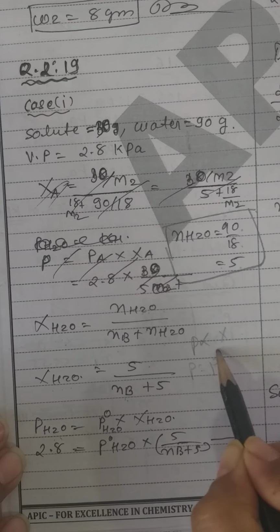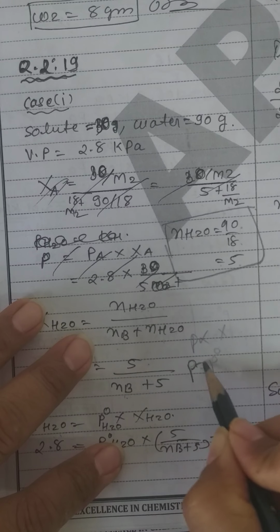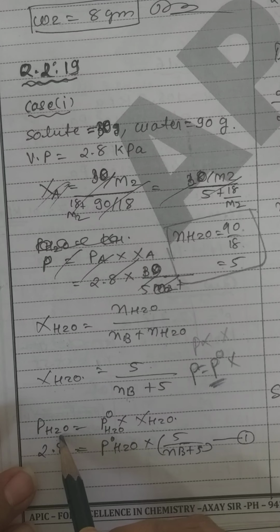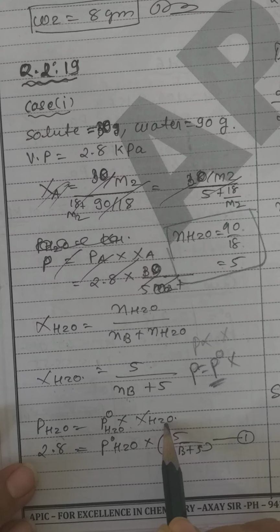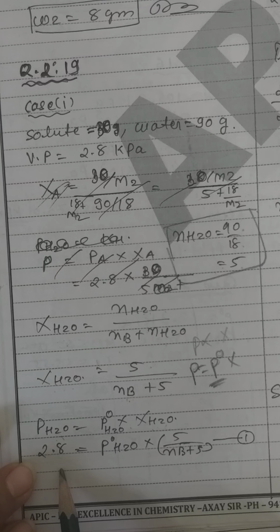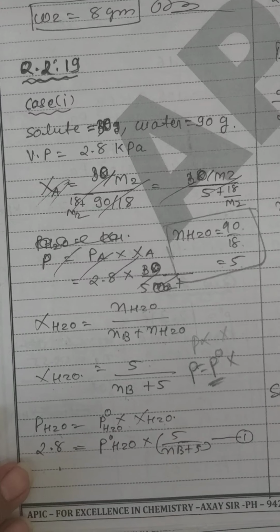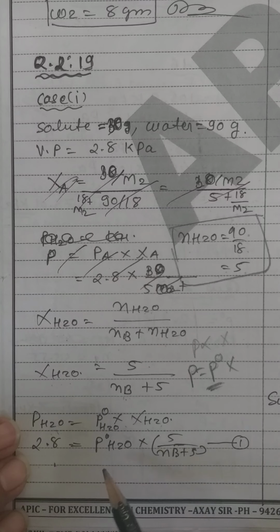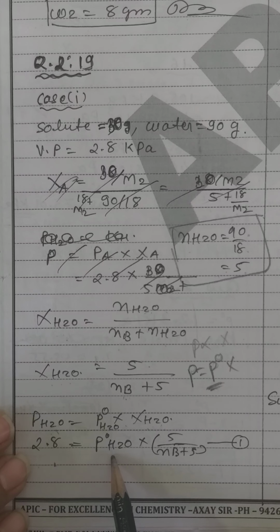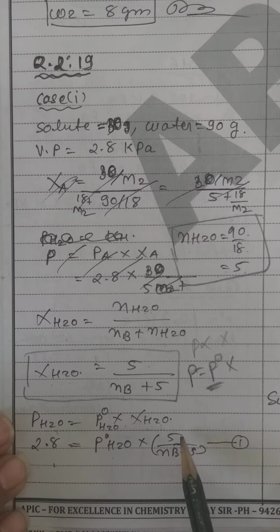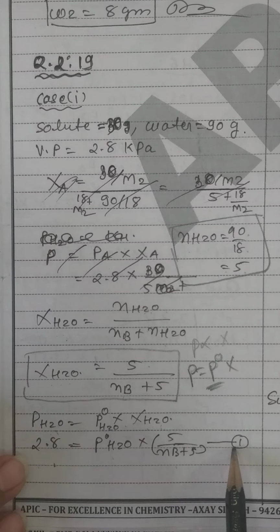we have to put one constant. So PH2O is equal to P naught into XH2O. Pressure of H2O is given as 2.8 kilopascal. Pressure of the pure solvent, P naught H2O, is not given. The mole fraction of H2O that we got here in equation form, we will put here. It is equation number 1.